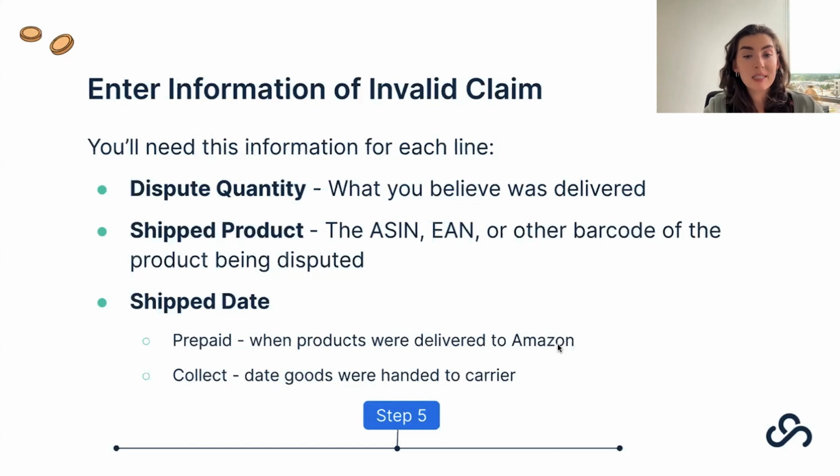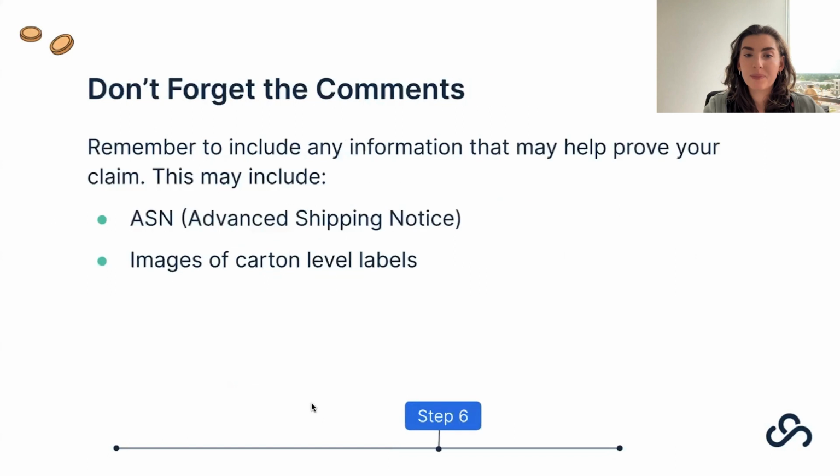So if you're prepaid, it's going to be a little bit different. That's when products were delivered to Amazon, and collect is when dates were handed to the carrier. And then we're kind of getting to the end here, but don't forget comments. That can be really helpful to explain. If you only get one shot, we really recommend including as much imagery or proof documentation that would be beneficial, and being clear and concise in the comments that you can add.